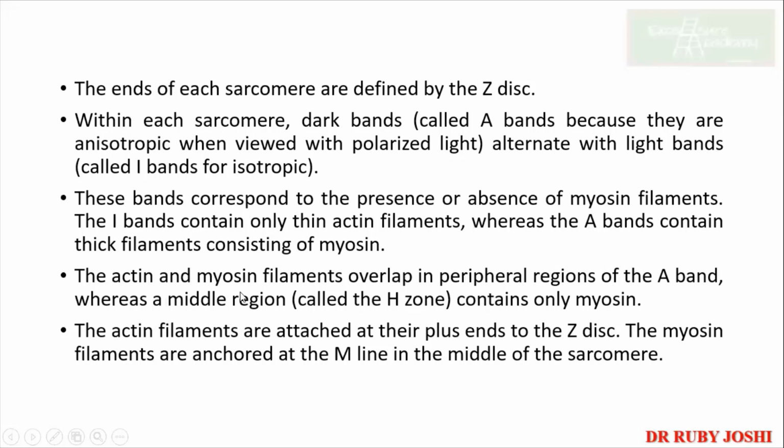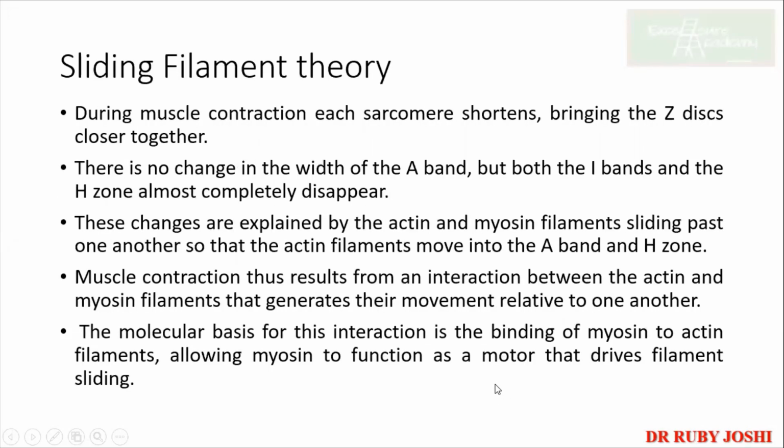So the actin and the myosin filaments overlap in the peripheral regions of the A band, whereas the middle region contains only the myosin. The actin filaments are attached at the plus ends of the Z disc. The myosin filaments are anchored at the M line in the middle of the sarcomere. Let's go slowly because there are so many proteins involved in this. Okay, is this much clear?